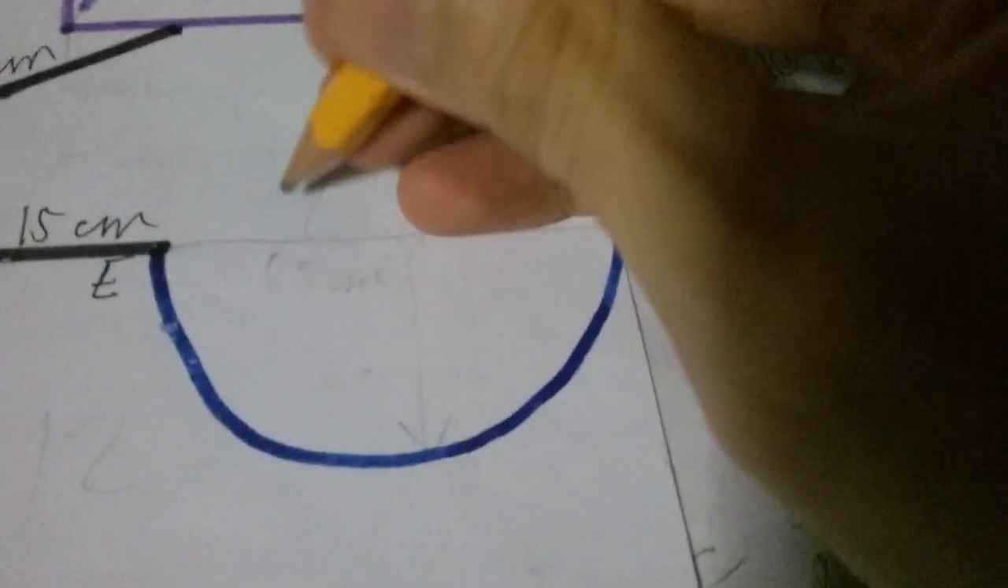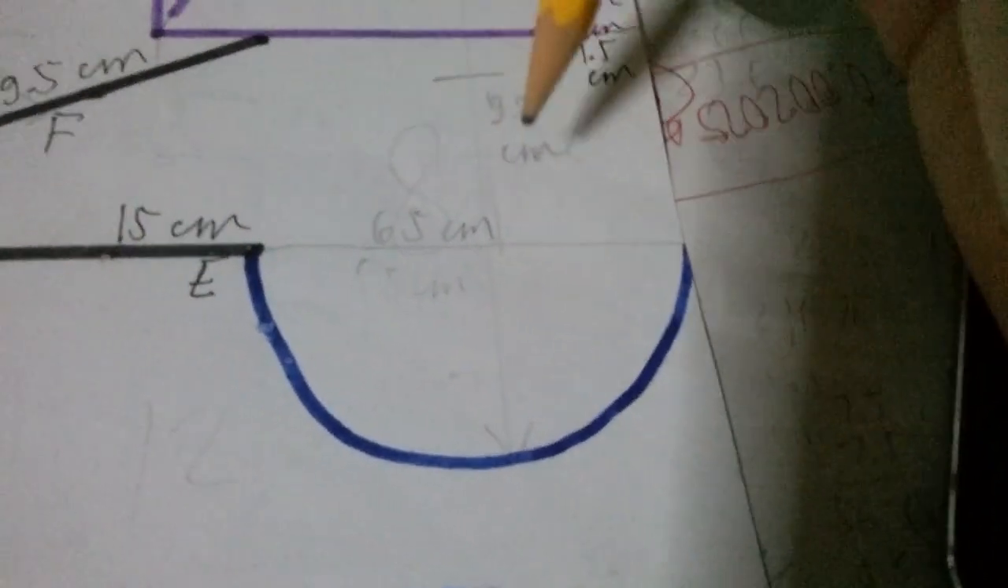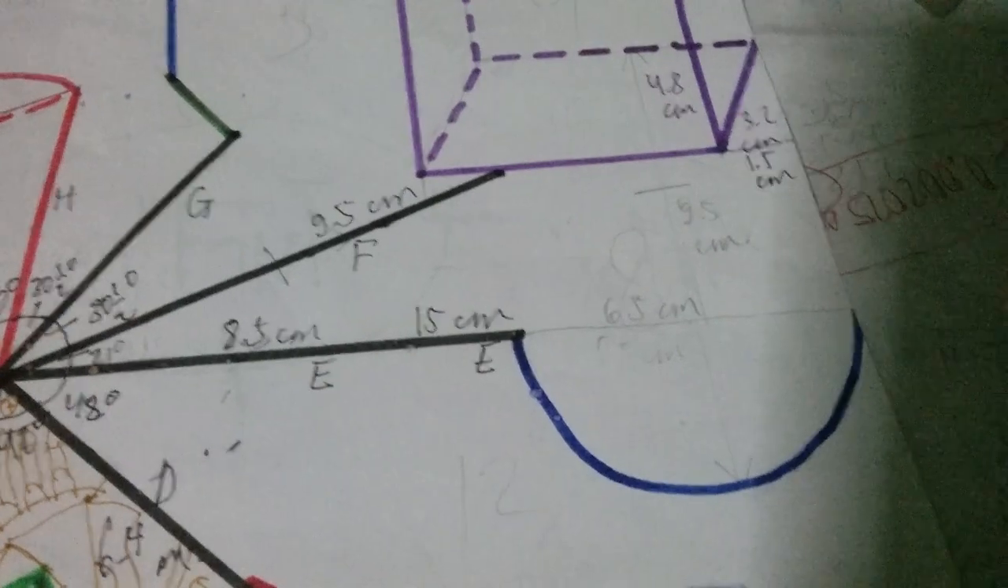So it will look like this. 15 minus 8.5. So therefore, this becomes 6.5. Therefore, the measure of this diameter here must be 6.5 cm. If you add this up, 5 plus 5 is 10, and then 8 plus 6 is 14, carry 1, that's 15.